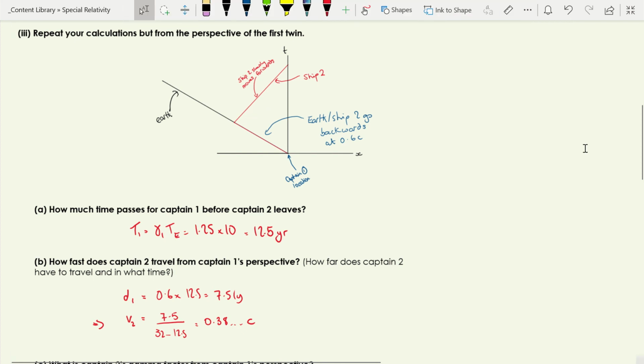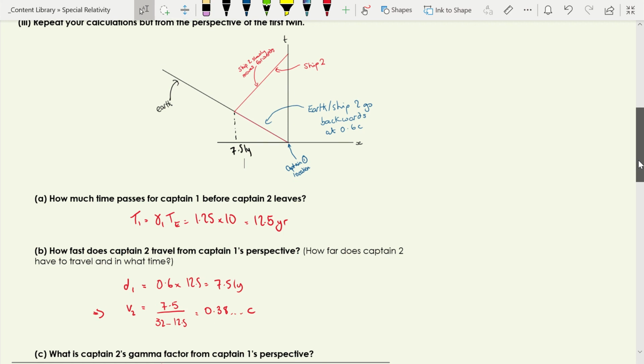So let's actually mark that on the diagram here. So we know how far they need to travel is 7.5 light years. We also know how long they've got to do it, because we know the whole journey from Captain 1's perspective takes 32 years. I think we know that already, because we calculated that in part 1. We know Captain 2 starts after 12.5 years, so we know the total time that Captain 2 has to travel is 32 minus 12.5. So you can see from Captain 1's perspective, Captain 2 is traveling at just under 40% the speed of light, so nowhere near the 20% we might have intuitively thought.